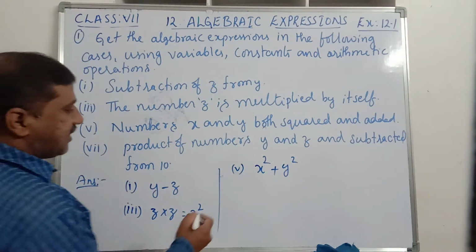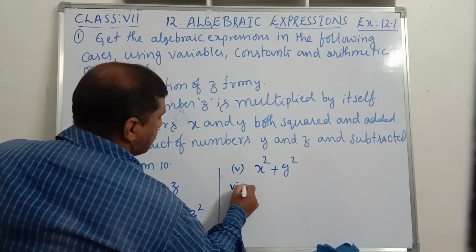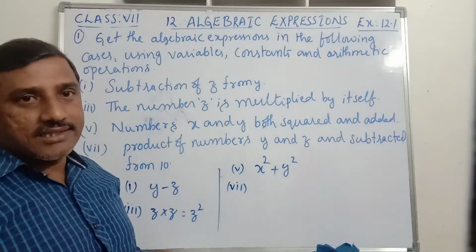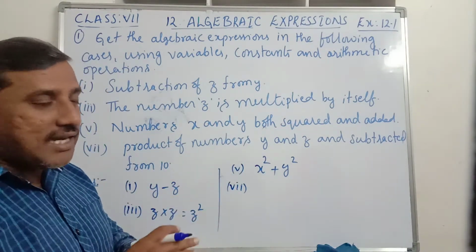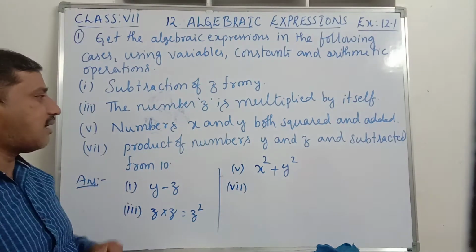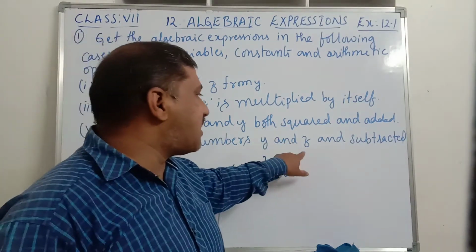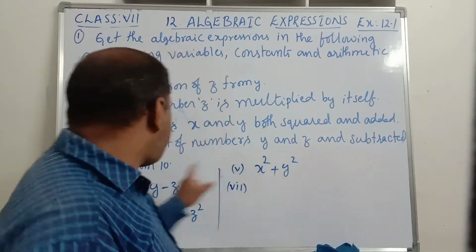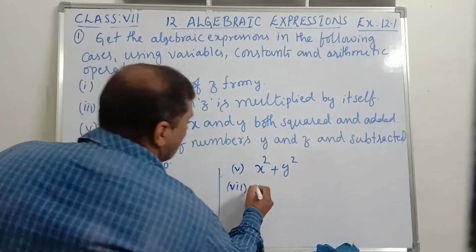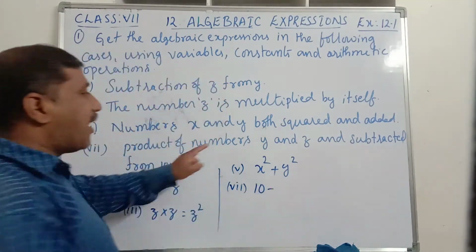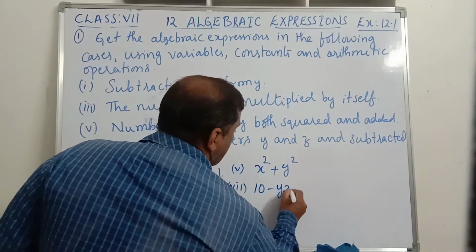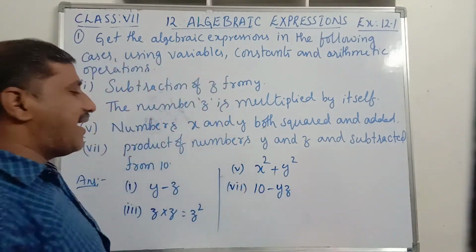Then we have the seventh question. Product of numbers y and z. Two numbers y and z are multiplied. After multiplication, the result which we get, we call it the product. So the product of y and z is subtracted from 10. First 10 will be there. From this, the product of y and z, that is yz, is subtracted. Therefore, it is 10 minus yz.